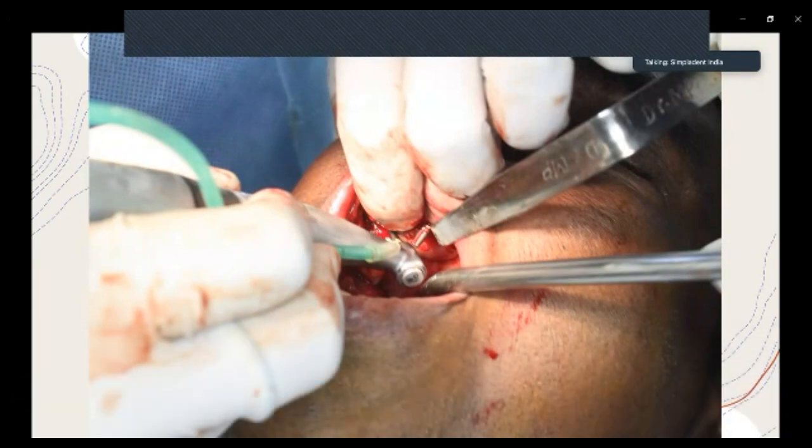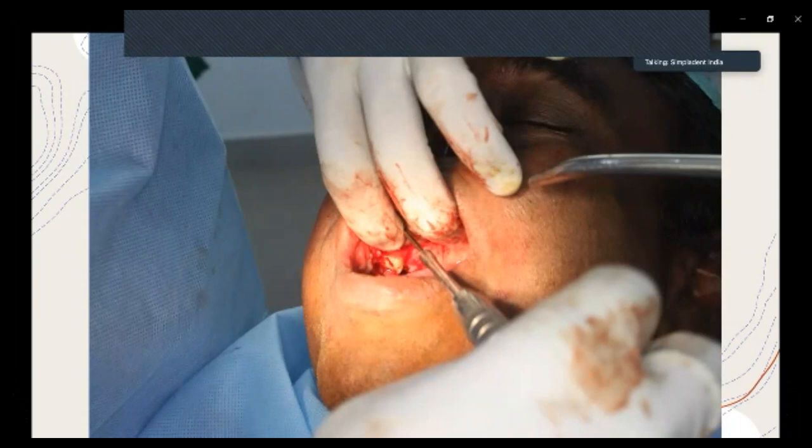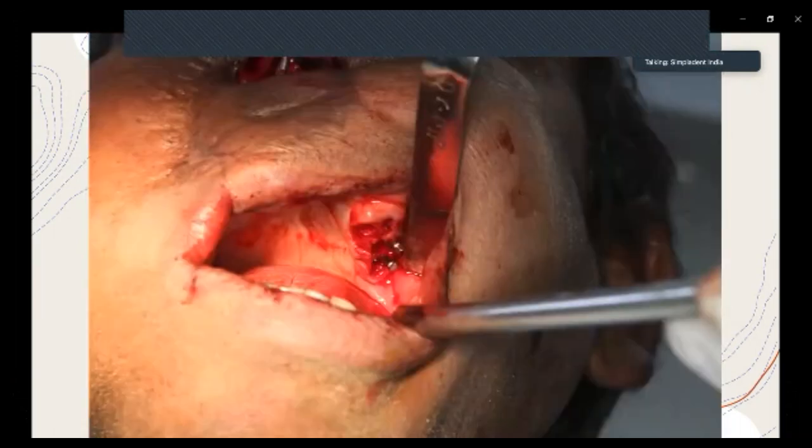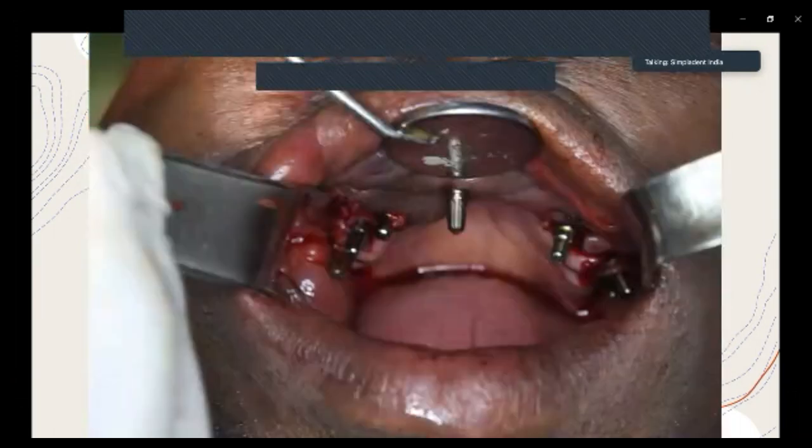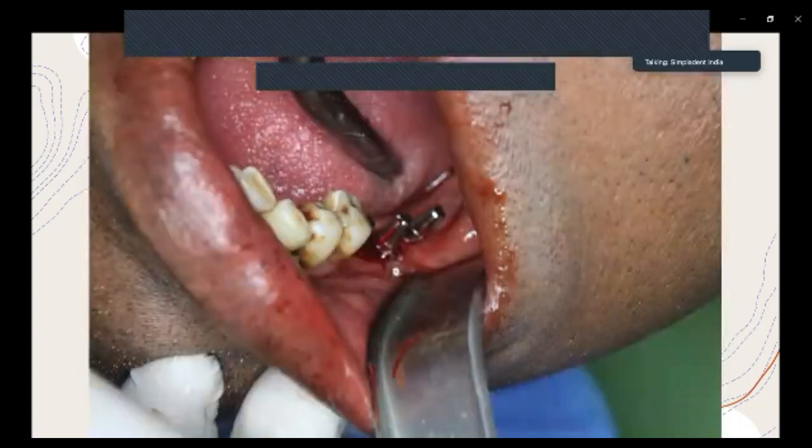You see the incision was made because we needed to release the flap, as limited mouth opening was there. So we had to give the incision. Place the zygomatic implant, pterygoid implant, done. Flapless zygomatic implant at the glabella site.